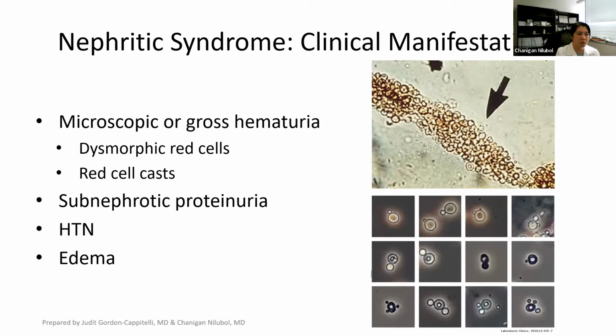This is a good picture that shows RBCs forming the cast. If you see this, it is definitely glomerular disease. Or you can see the RBC here, and this is from the phase contrast microscopy that we now have.